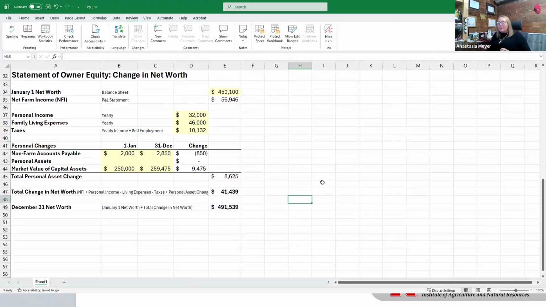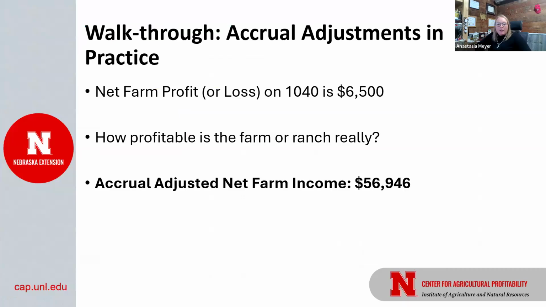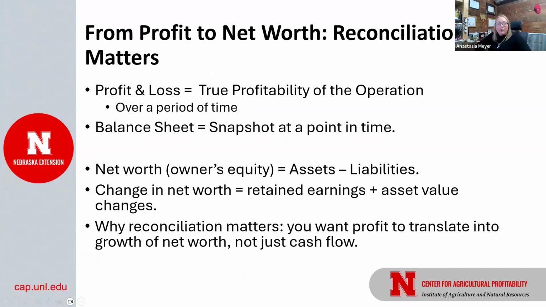So what does it really show, right? It shows that our true net worth increased by $41,439. So our December 31 net worth increased that much from 450,000. We are advancing, and we just want to make sure that our net worth is growing in accordance. And this way we can make sure that our goals are actually matching what we're doing on the farm and ranch. Let me get to the right slide here since I went to the wrong one.